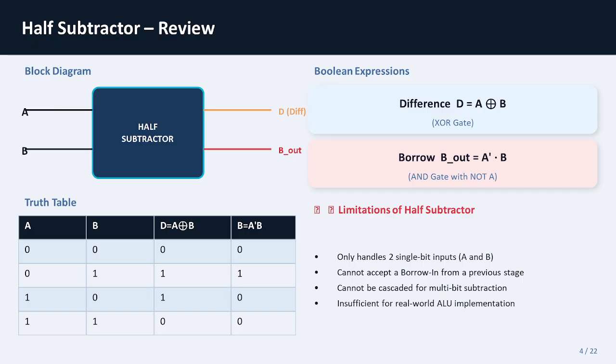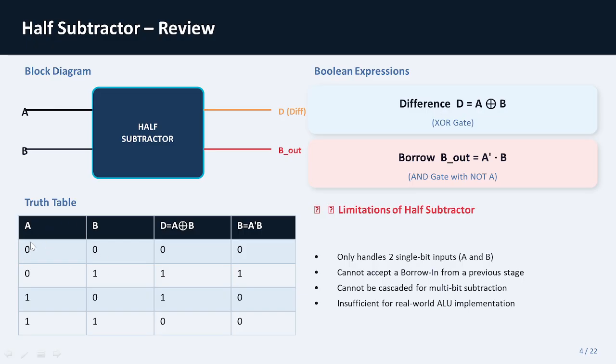Here, as you can see in the block diagram, the subtractor has only two inputs, A and B, and two outputs, D and B out. D is nothing but the difference, and B out is nothing but the borrow out. From the truth table you will understand what procedures are going on inside that block diagram.